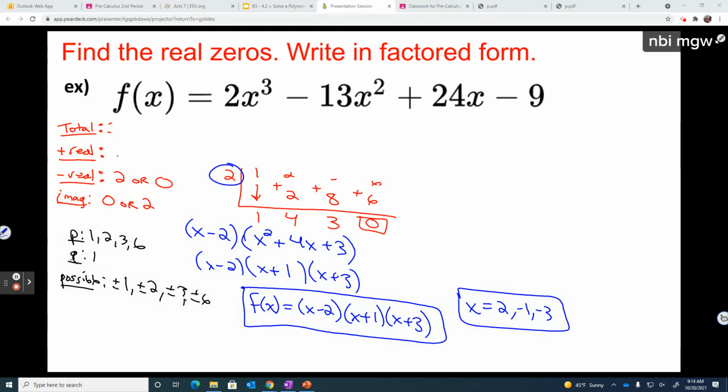Also, just to point out something. Sorry, before I said positive real, we said 1, right? 1 positive real. Okay. Negative real, 2 or 0. Look, 2 negative. It all works.